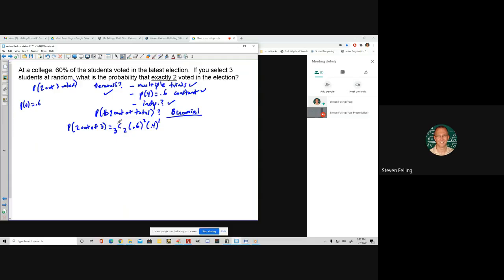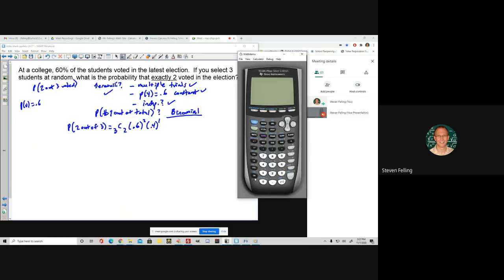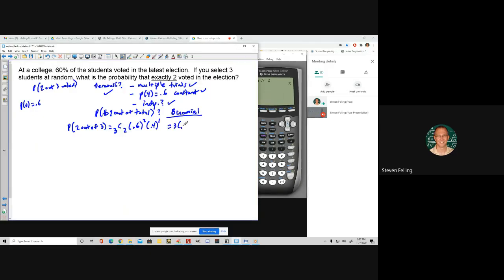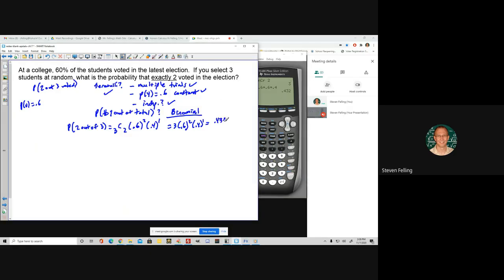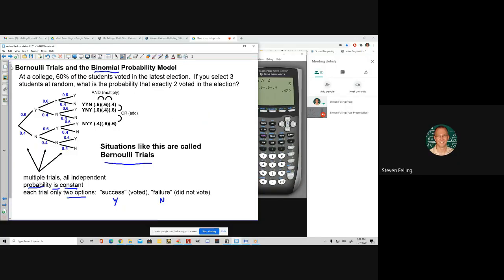And then I could do this in a calculator. So if we were to bring up a calculator here and go 3, and then math, and then over to the probability menu where the combinations and permutations are, 3C2, that number would be 3. So it'd be 3 times 0.6 squared times 0.4 to the first. So we would just go 3 times 0.6 times 0.6 times 0.4, and we would get the probability as 0.432, right? That's the same thing we would get if we went to all the trouble of doing the tree and calculating it all out.